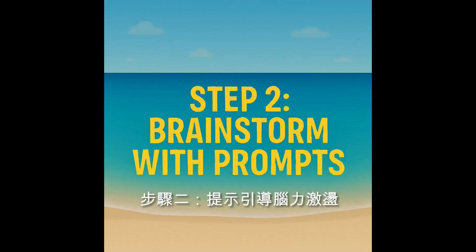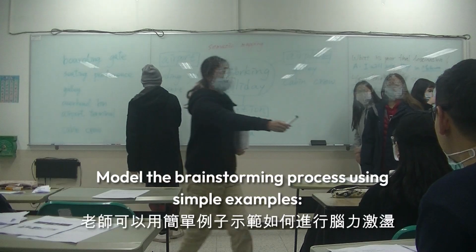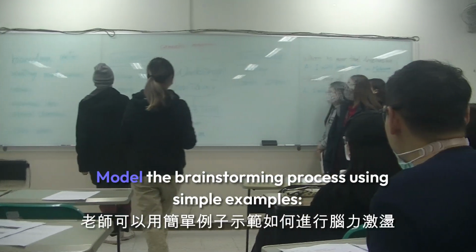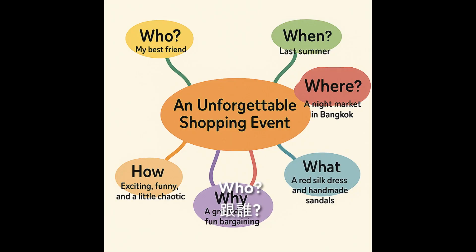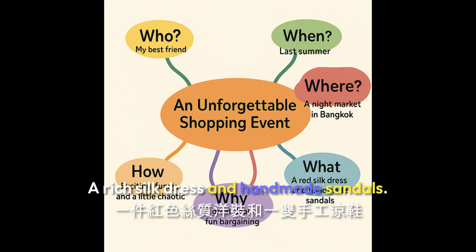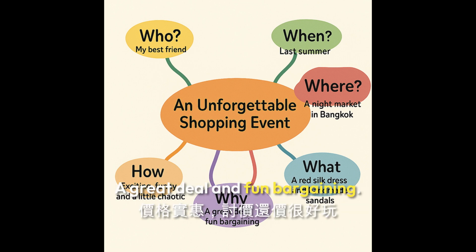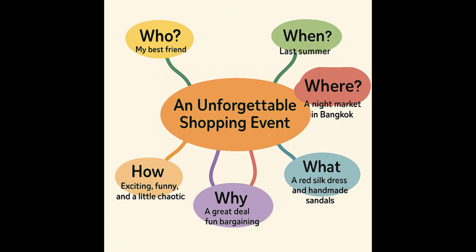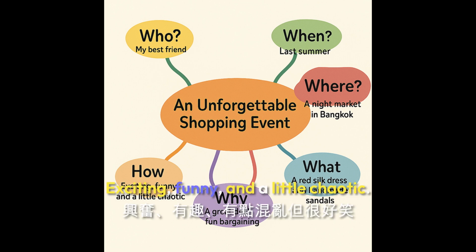Step 2. Brainstorm with prompts. Model the brainstorming process using simple examples. Who? My best friend. When? Last summer. Where? A night market in Bangkok. What? A red silk dress and handmade sandals. Why? A great deal and fun bargaining. How? Exciting, funny, and a little chaotic.